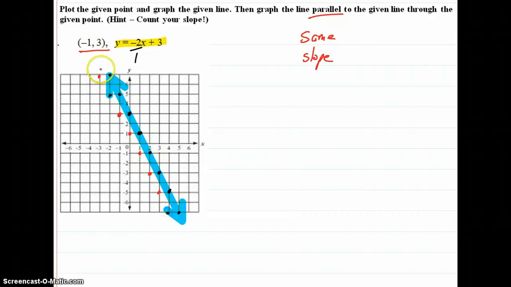Okay, so now that line might be in the way, but let's see what happens. Alright, so you can see that the lines are parallel, they don't touch. It goes through the point that was given, the negative 1, 3.